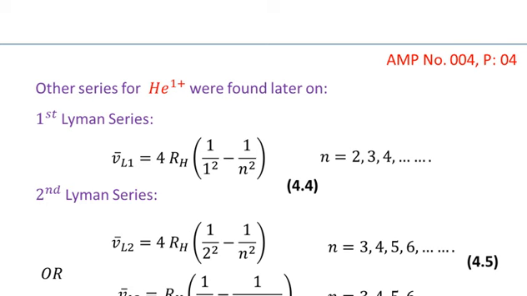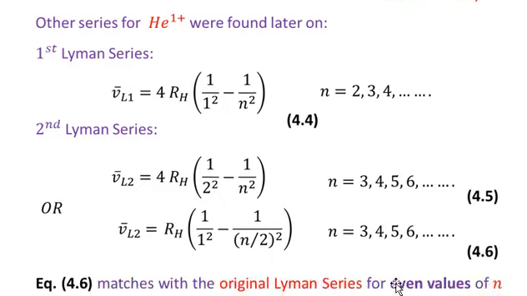And then the second Lyman series is given by a new bar with a subscript L2, and that is equal to 4 times the Rydberg constant of the hydrogen atom, and within the parenthesis we have 1 over the square of 2 minus 1 over the square of n. And here n starts from 3, 4, 5, 6, and so on. You see that I can convert the formula given in equation number 4.5 to the formula shown in equation number 4.6 by multiplying the factor 4 inside the parenthesis.